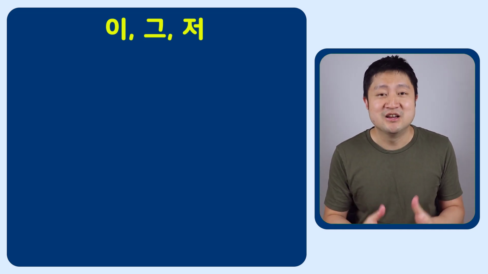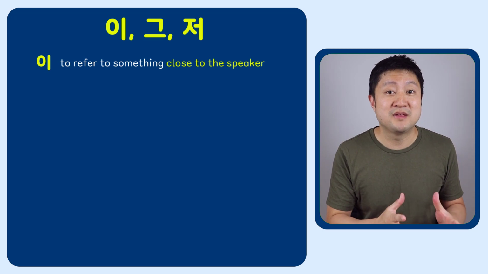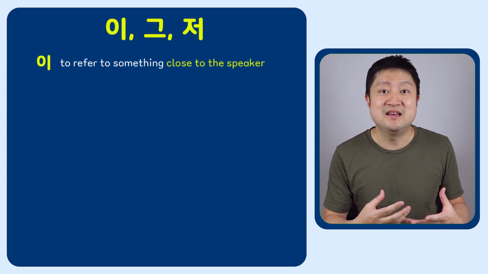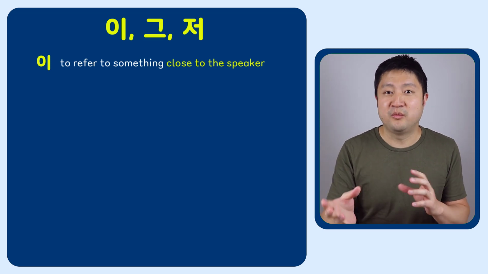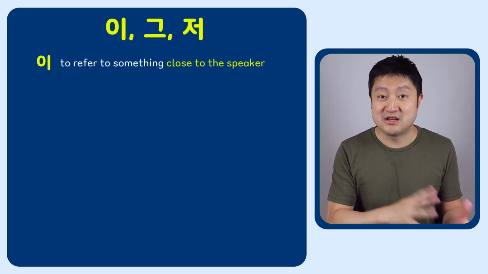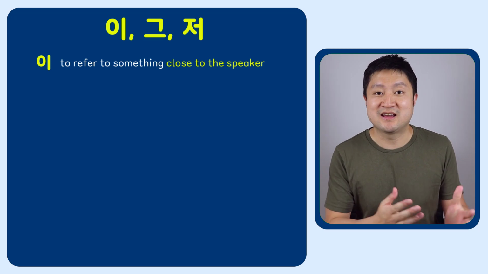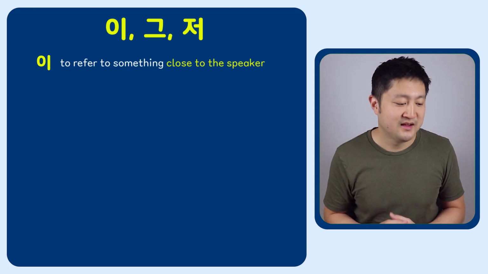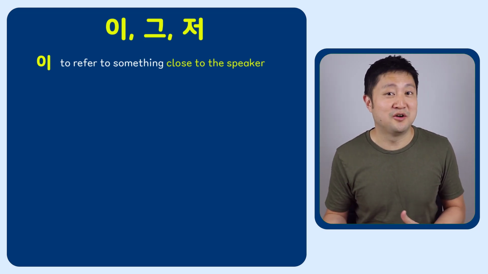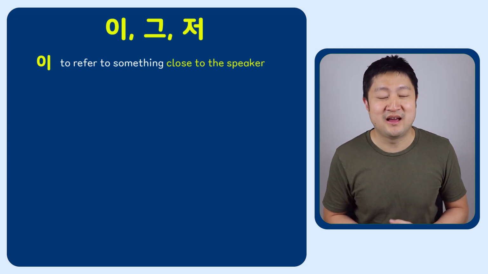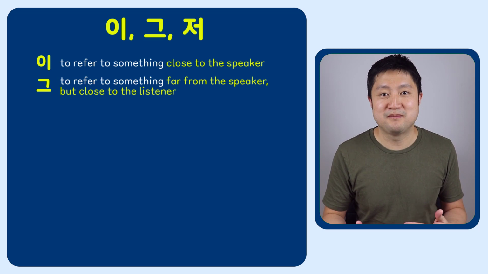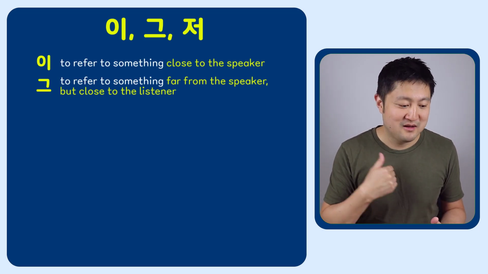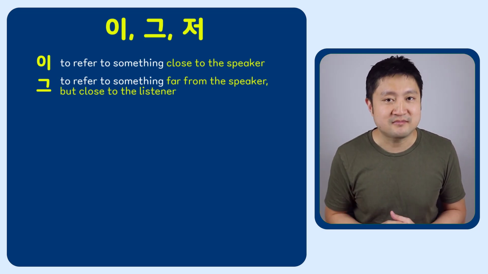Basically, we use 이 to refer to something close to the speaker. So 이 is similar to this. In Korean, we don't differentiate between singular and plural, so 이 can mean this or these. And then we have 그 and 저. They both mean that, but they have a slightly different meaning. We use 그 to refer to something far away from the speaker, but close to the listener.